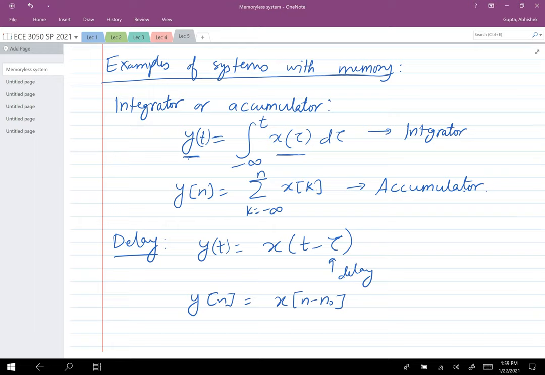In some cases, a system with memory means that energy is getting stored within the system in some way.